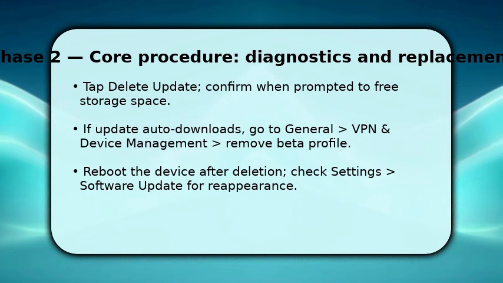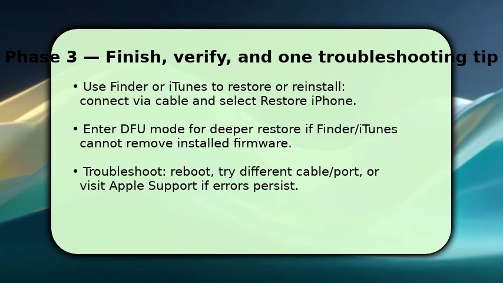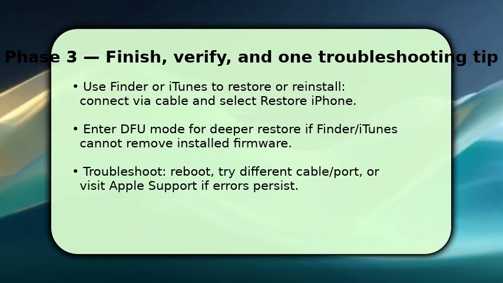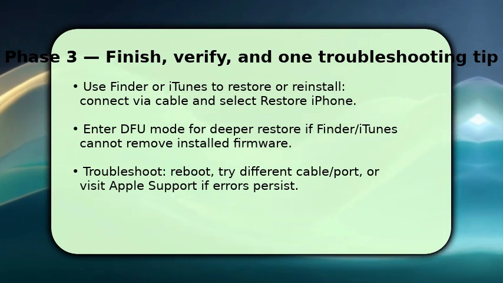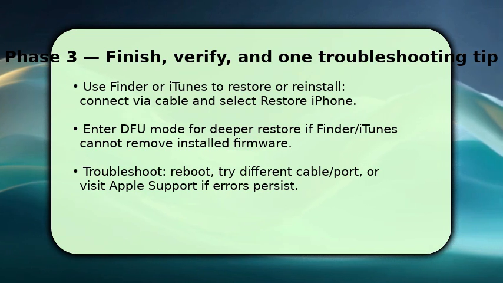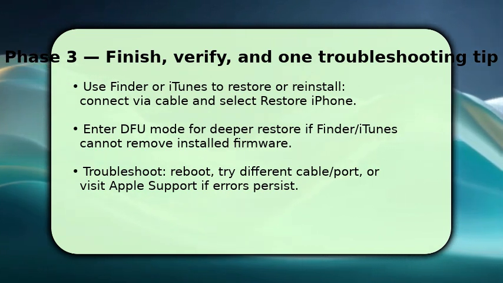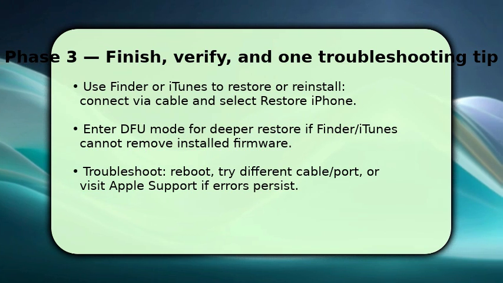If Delete Update is grayed out or the update is already installed, you must use a Mac or PC to change firmware. Connect the iPhone, open Finder or iTunes, and choose Restore iPhone to reinstall a different IPSW or factory image. For stubborn cases, enter DFU mode to force a full firmware restore. This erases device data, so rely on your backup.